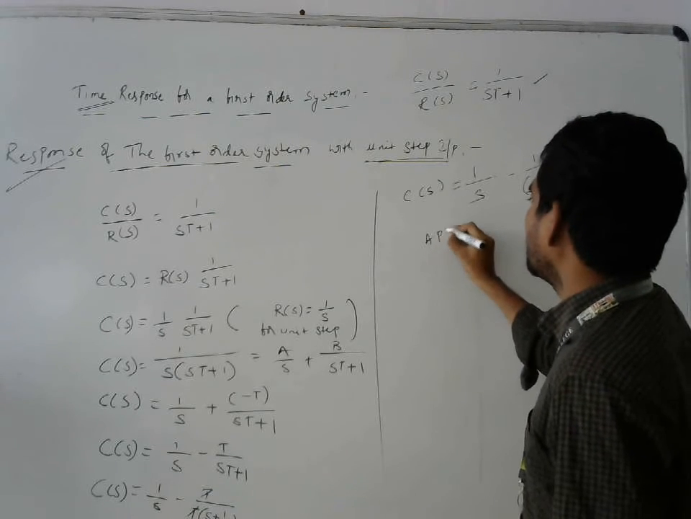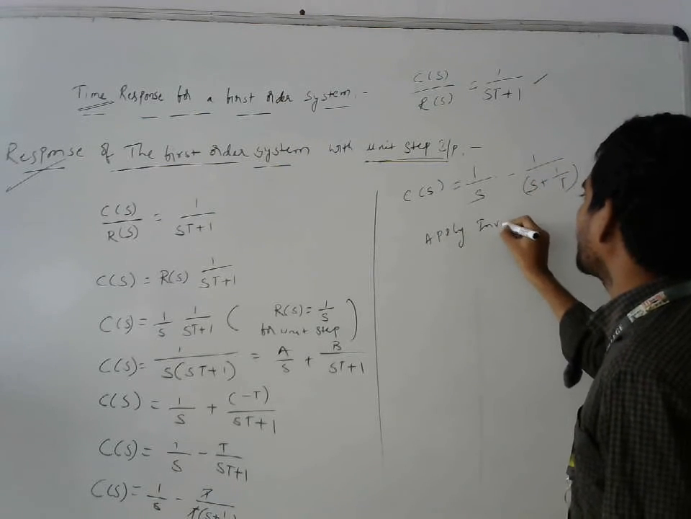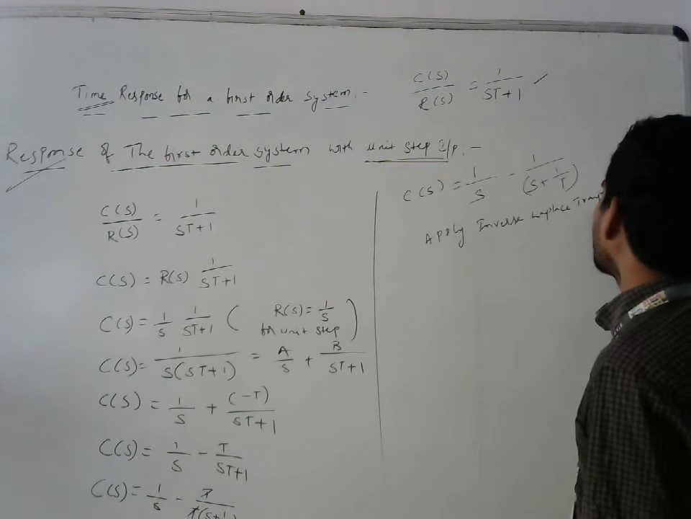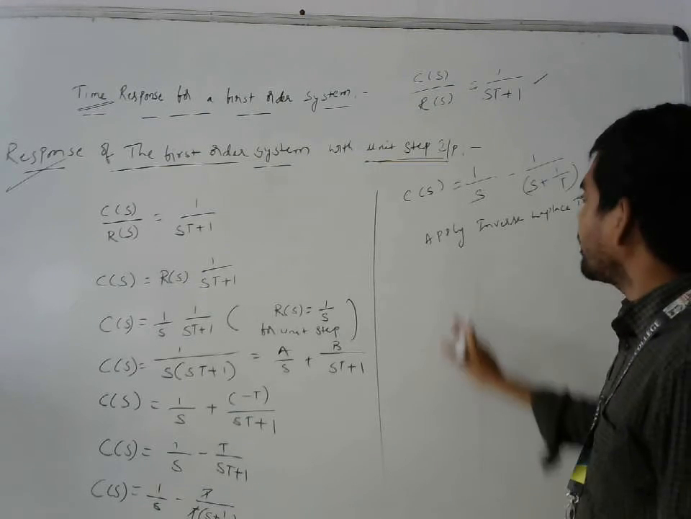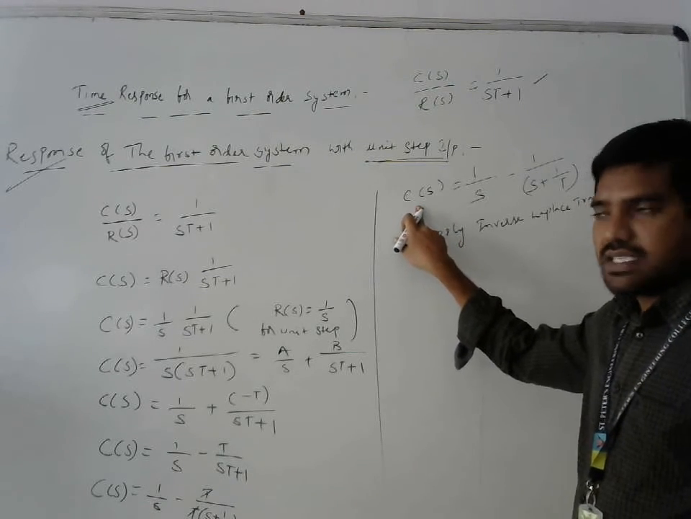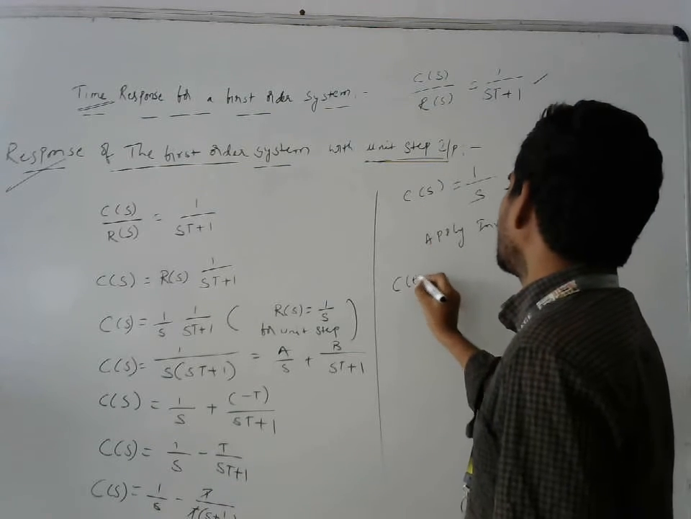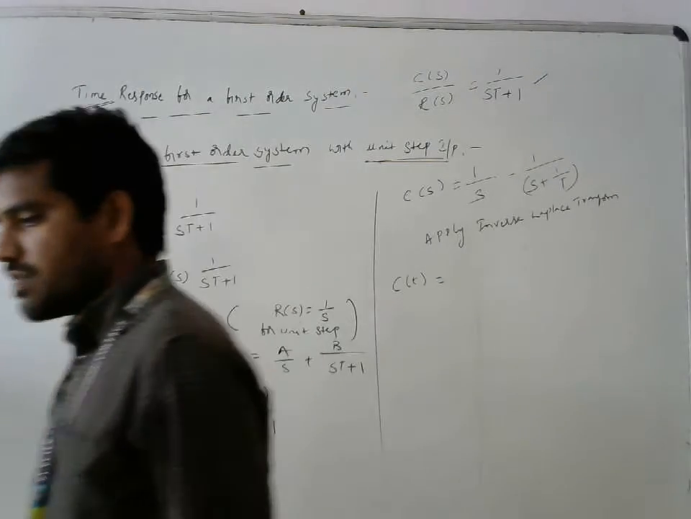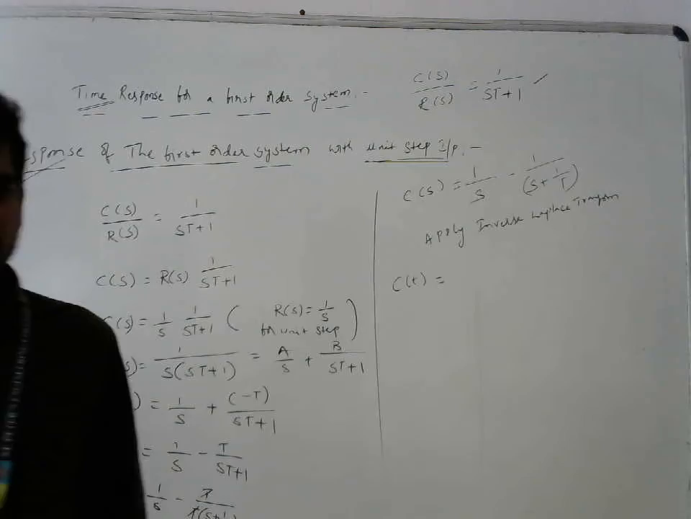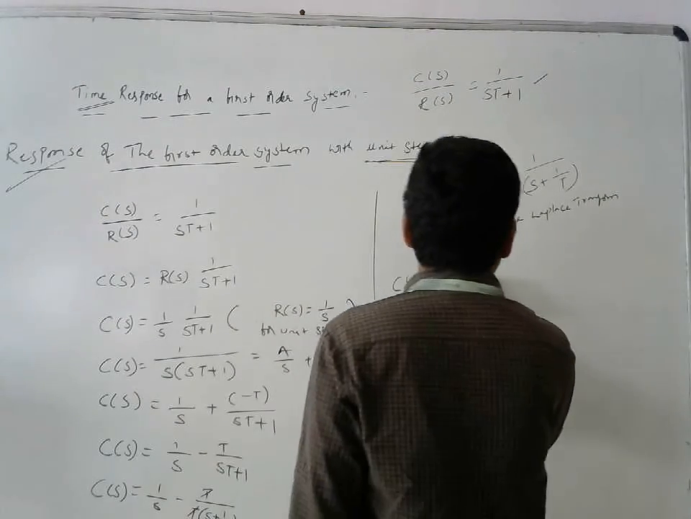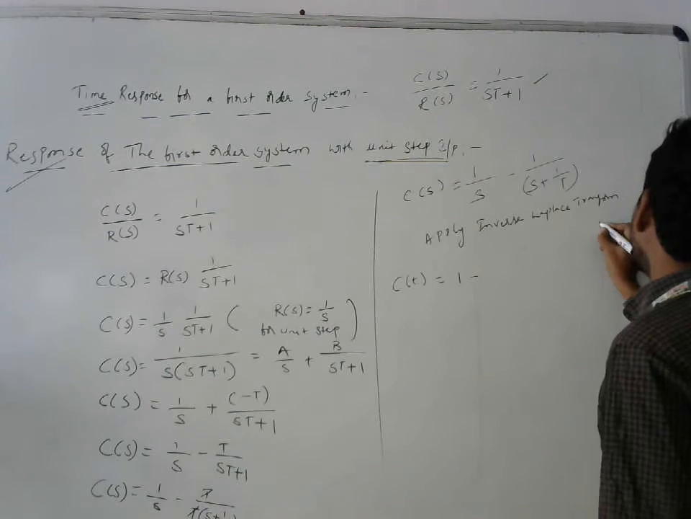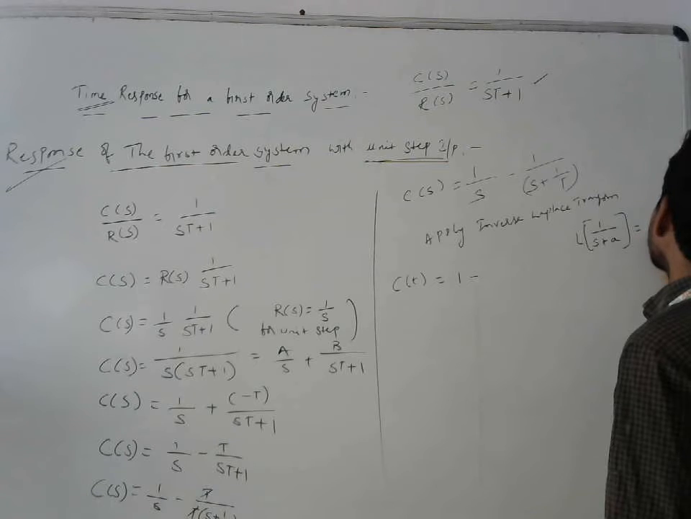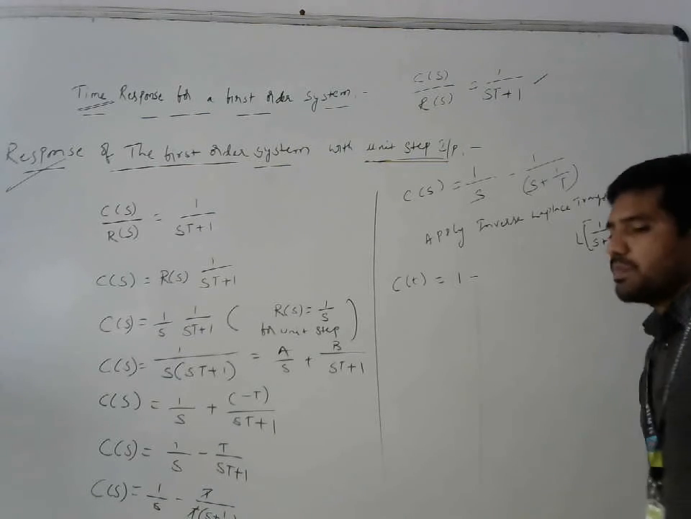Now apply inverse Laplace transform. Then what will happen? What is the inverse Laplace transform of C of s? It will become C of t. What is the Laplace transform of 1 by s? Sorry, the inverse Laplace transform of 1 by s is 1. Minus, how is it? 1 by s plus a. What is the inverse Laplace transform of 1 by s plus a? E power minus at.